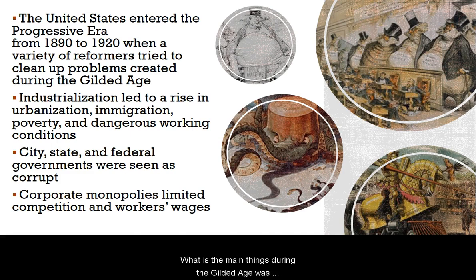One of the main things during the Gilded Age was industrialization. The rise of machines and all of this wonderful new technology. Well, the rise of industrialization leads to urbanization, or the growth of cities, increased immigration because there's more pull factors. There are more things that are bringing and pulling these immigrants to the United States for a better life. We see the rise of poverty and also a lot of really dangerous working conditions that are causing more harm than they are good.